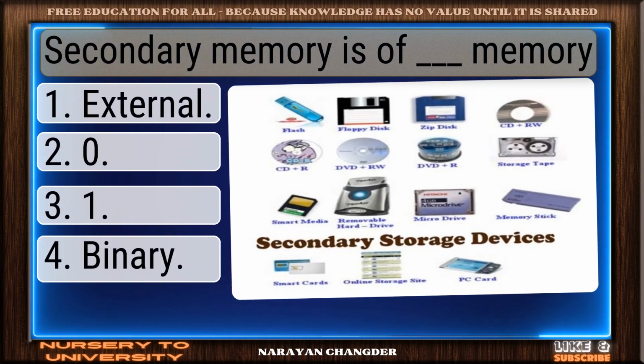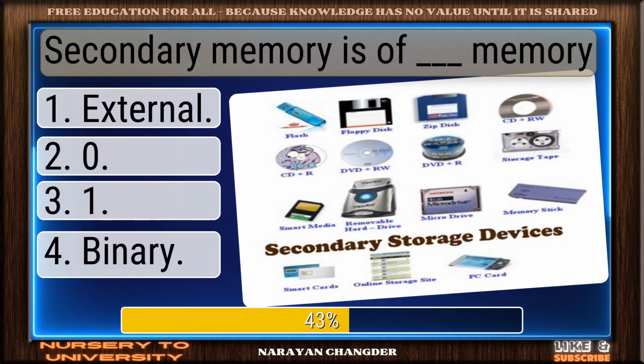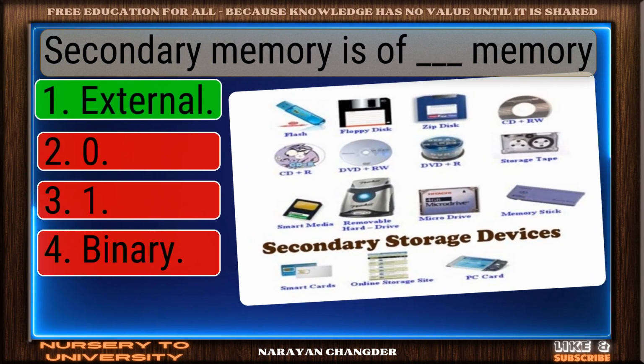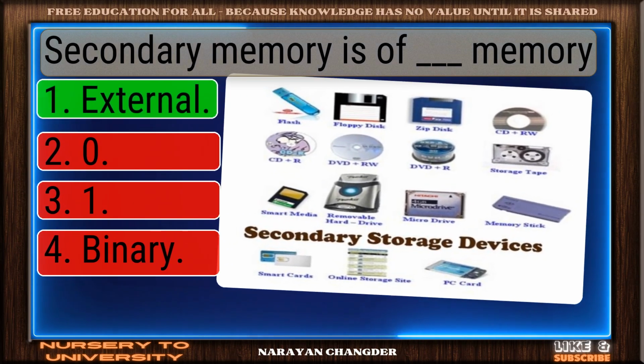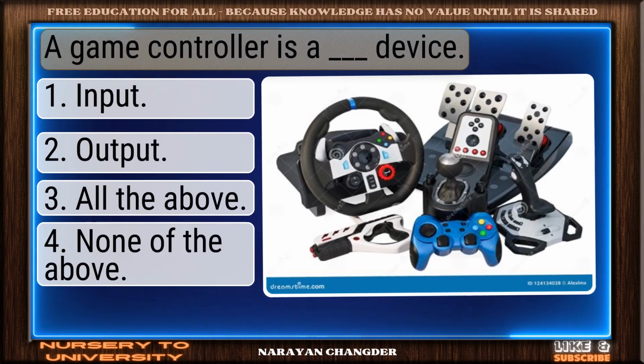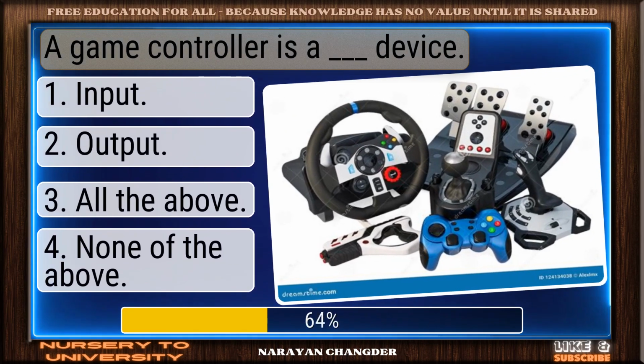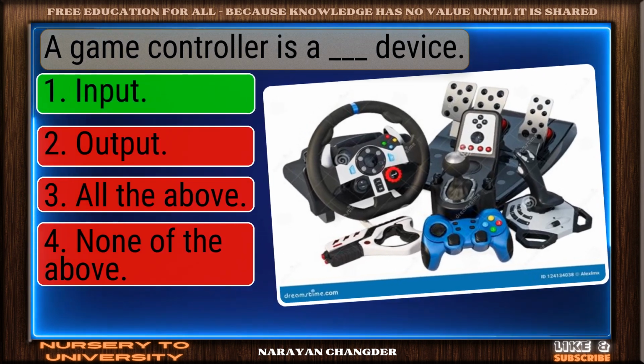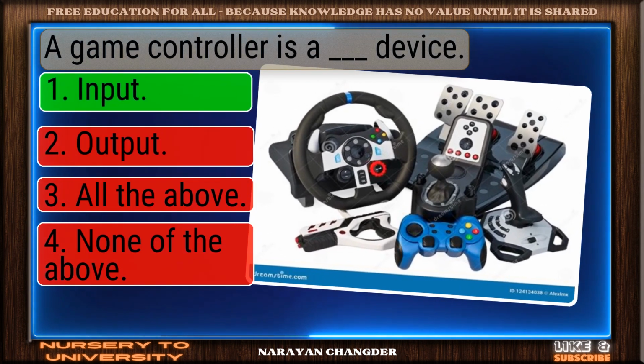Secondary memory is of dash memory. Excellent choice. External is the right answer. A game controller is a dash device. Right choice. Input is the best answer.